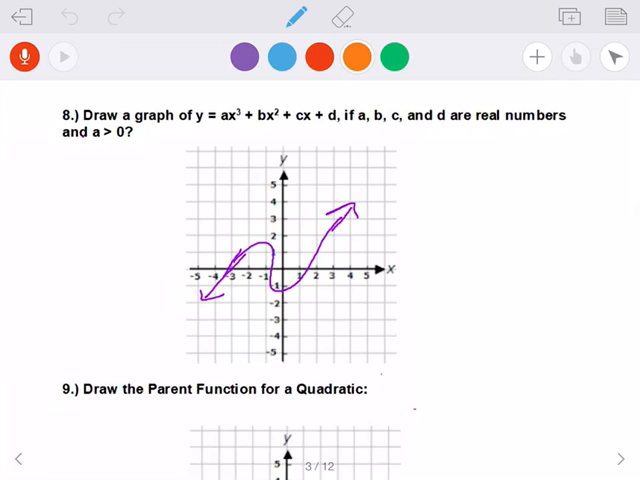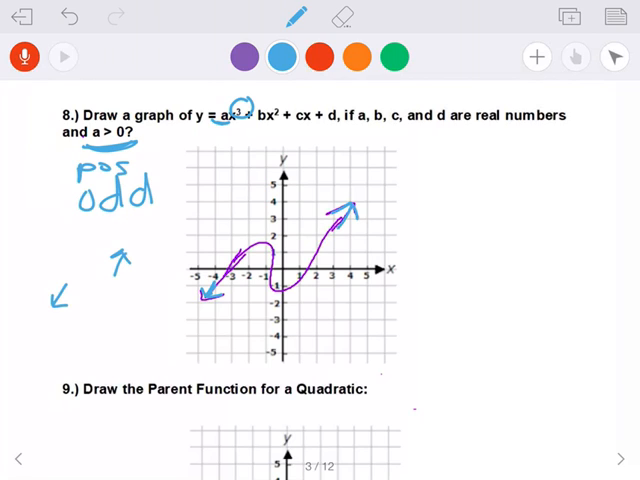Next problem, for problem number 8, it says draw a graph if A, B, C, and D are real numbers and A is greater than 0. Well, that graph was already drawn for us. That was my mistake. It shouldn't already be there. But let's talk about what that means. So A is greater than 0 means that that leading coefficient is positive and the leading degree is odd. Positive and odd, remember I said, is like positive slope. So the left end goes down, the right end goes up, just like we did in the graph. Left end down, right end up.